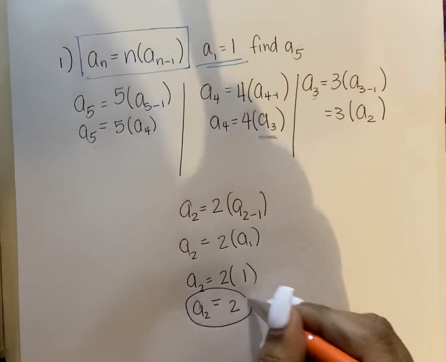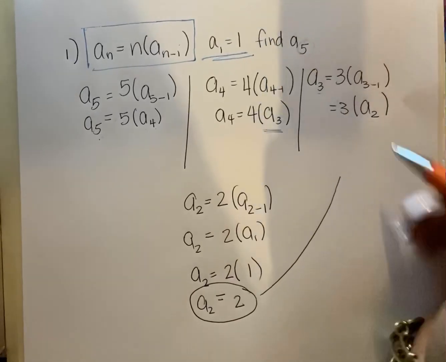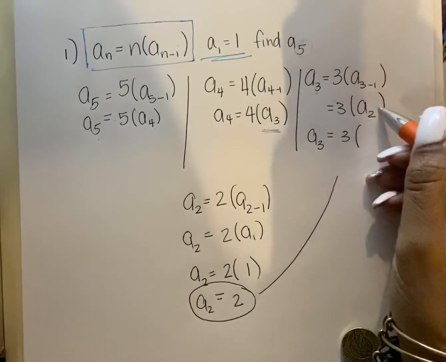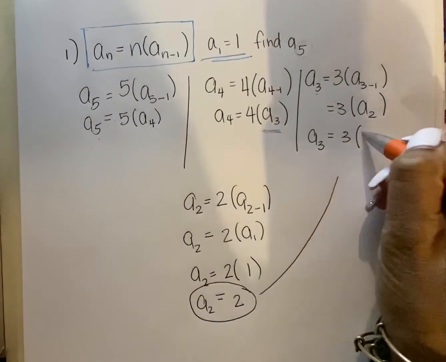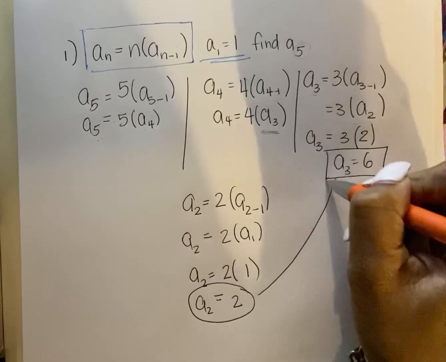So now that I have a of 2, I can take this and substitute it in here for a of 2. So my a of 3 is going to be 3 times a of 2, which now I know is 2. So a of 3 is 6. So now I know my third term.